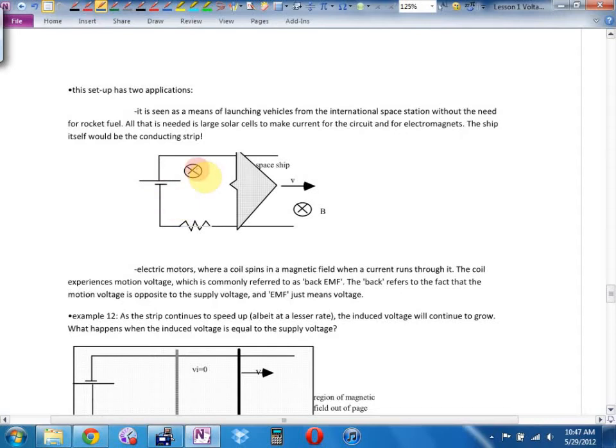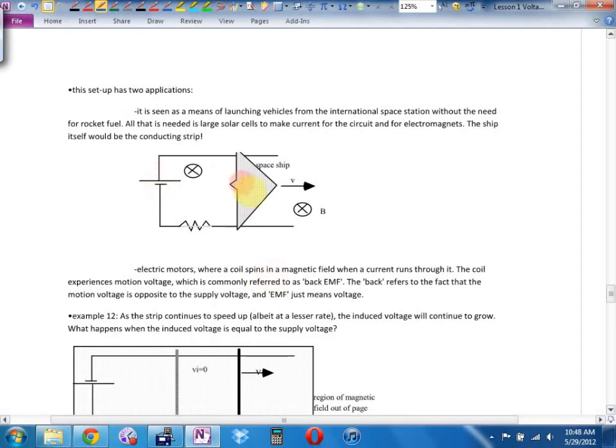Oh, and our magnet is going to be a couple of big electromagnets, a couple of huge solenoids, which would also run off the solar cells. Our conducting wire is going to be the space station, the spaceship, the space shuttle itself. Make it out of a conducting material, or just put a strip of metal along the bottom, like tin foil almost. Okay? What would happen in this setup here?